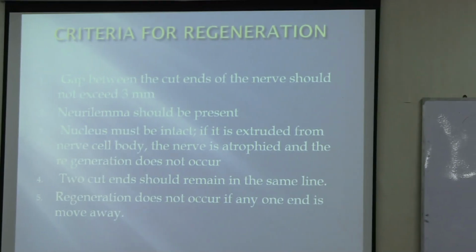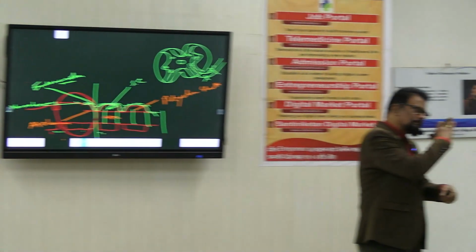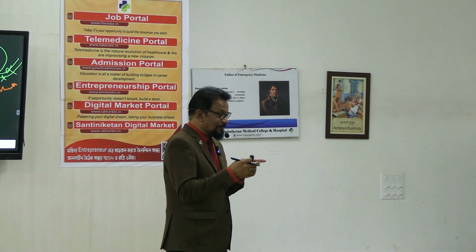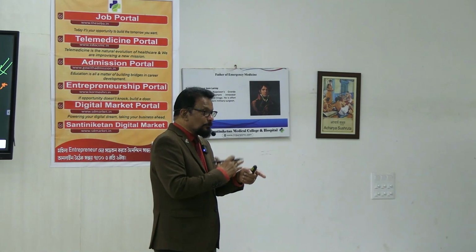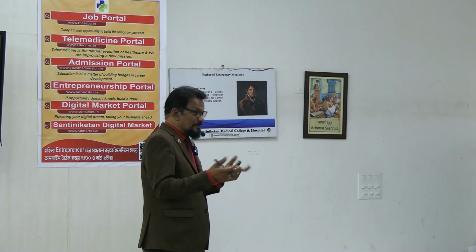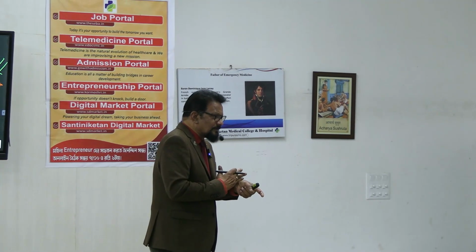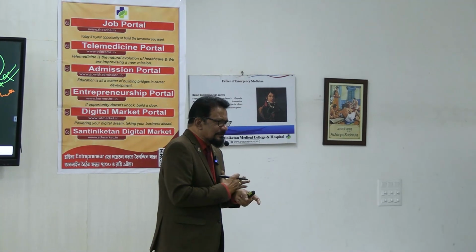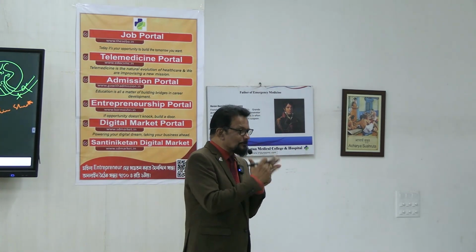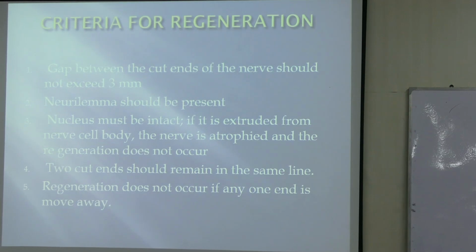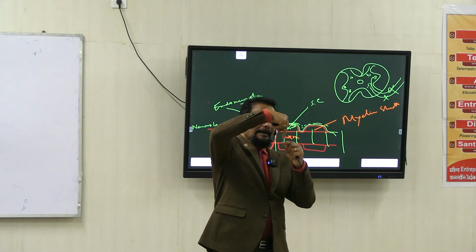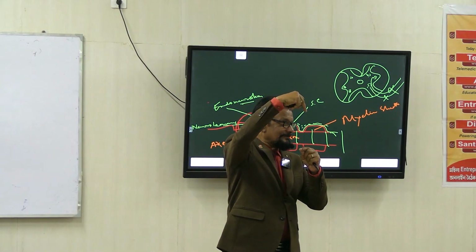see, I have cut one nerve with a sharp blade. The degeneration is very easy, and regeneration of this. If I cut a nerve with a blunt knife, then the injury will be much more. With the blunt one, I have to do it like this. And if it is sharp, one is enough. The cut end will be smooth. Cut ends should remain in the same line. So this was the actual line. Now after cutting, the line became like this. Regeneration will not be there.